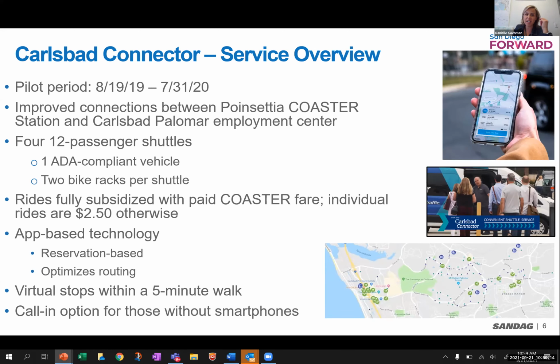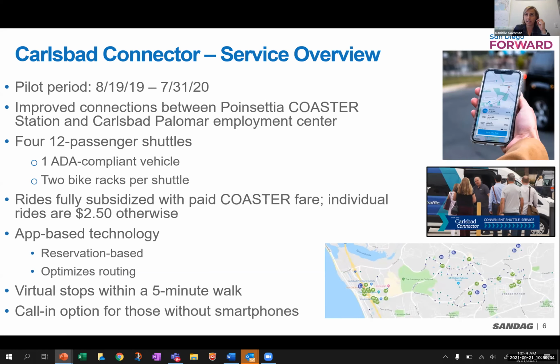So I have a lot of detail up on these next few slides, which I'm probably going to run through quickly, but just to let you know, we have done a number of pilots already. We partnered with the city of Carlsbad and NCTD to operate the Carlsbad Connector service. And that came about because we really identified a need.